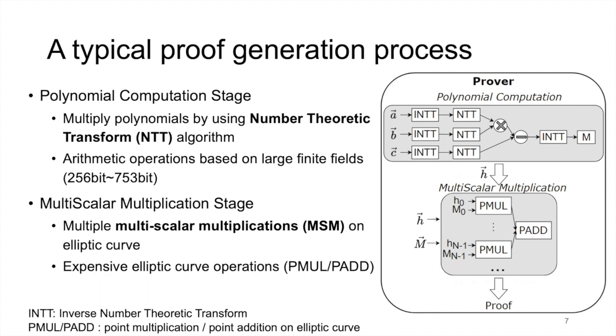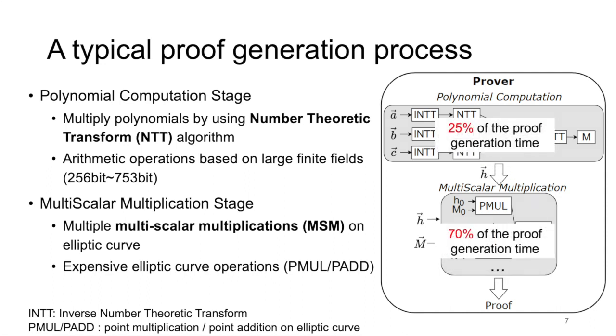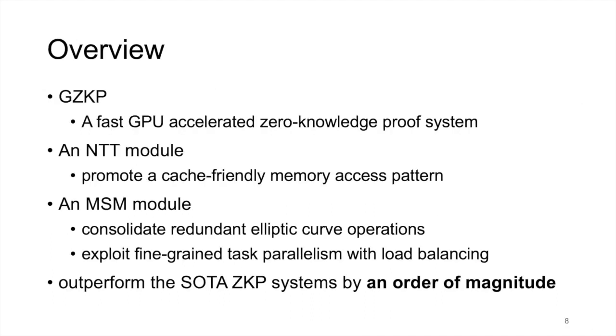These two stages account for more than 90% of the proof generation time. So our work is focused on improving performance in these two stages. We propose GZKP, a fast GPU-accelerated zero-knowledge proof system.